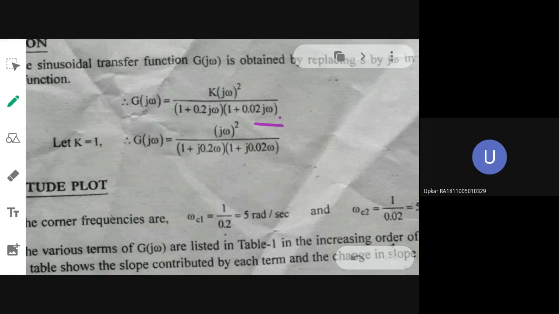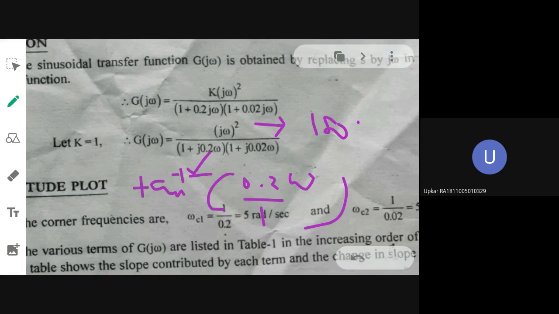The remaining 2 terms are in the denominator, so minus you have to specify for these factors. For this, the angle is tan inverse of what? The imaginary part is 0.2 omega divided by 1. Same fashion, what will be the phase angle for this one? Tan inverse of 0.02 omega divided by 1.